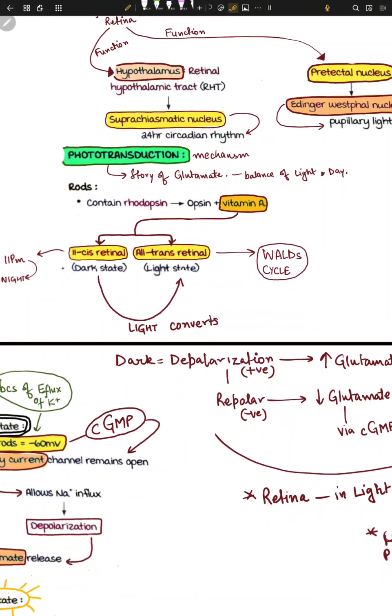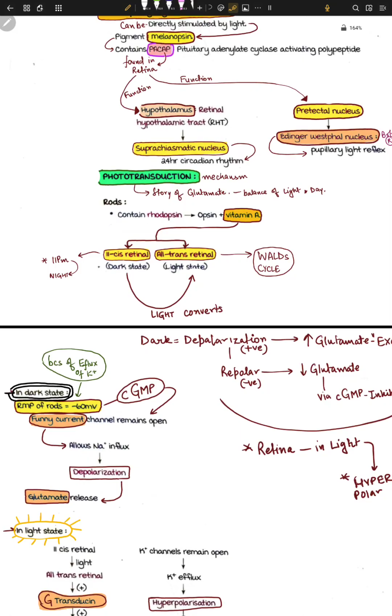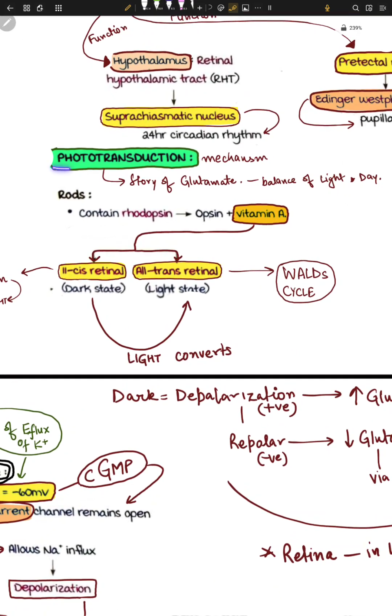Cool. Another topic, phototransduction. What is phototransduction? Well, phototransduction is how the photons, the light, is traveling. Well, the light travels via retina, right? Cool. Let's study this whole thing. Well, phototransduction in short is the story of glutamate.